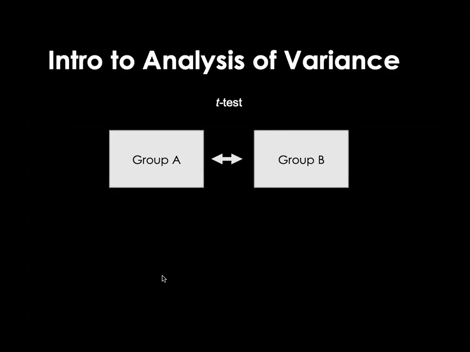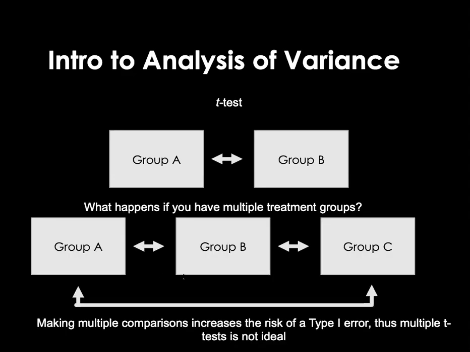When we've been doing t-tests, hypothesis testing, right? Repeated measures or independent measures, t-testing, and that works fine when you're comparing two groups, right? Maybe two different treatment conditions or two groups of people. That works great. But what if you have multiple treatment groups? What happens if you have three, right?